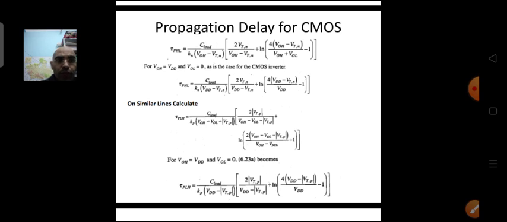Okay, fine. Now if we want to find tau PLH, then we have to follow the same procedure. Following the same procedure, you can find tau PLH as well. So this is how you determine tau PHL and tau PLH.